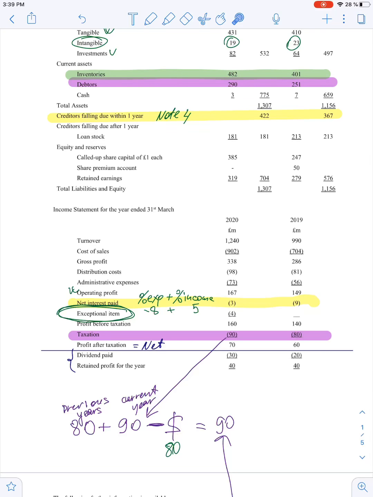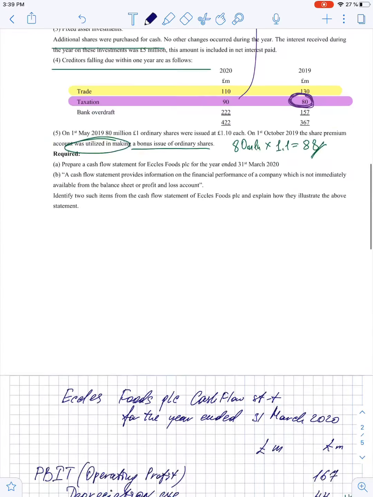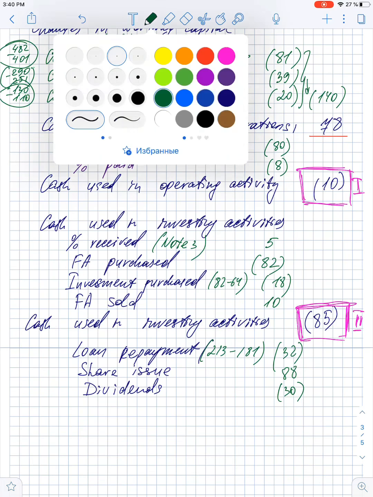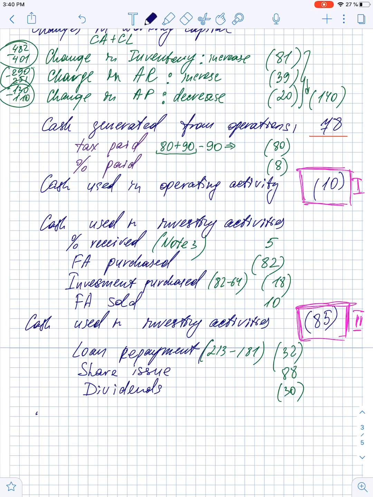The total profit earned for the period was 70, and it was split between dividends paid to the shareholders and retained earnings. That 30 dividend paid was paid in cash and should be treated as cash outflow in the financing activity section of our cash flow statement. So 30 is the dividend paid. And now we can calculate cash used in financing activities, the final subtotal.